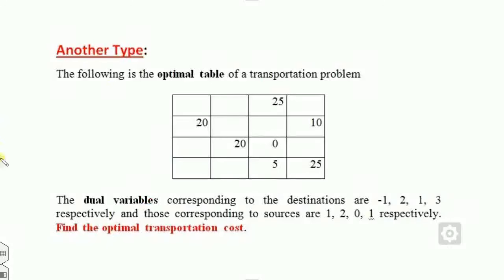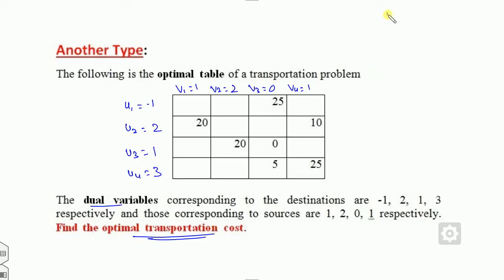Look at another type. This problem says that now a final optimal table is given to you. It is not the initial table; it's the final table, and the dual variables are assigned here. So these are my duals. It means u1 is given here, this is 2, this is 1, and this is 1. You have to find the optimal cost.